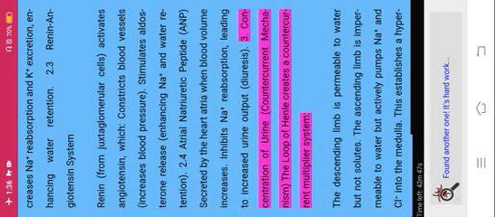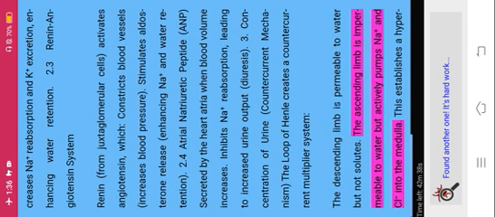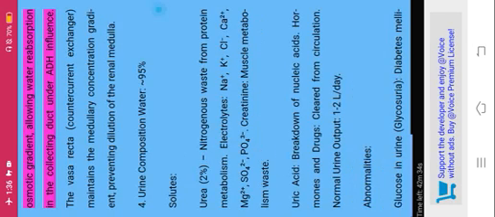3. Concentration of urine, countercurrent mechanism. The loop of Henle creates a countercurrent multiplier system. The descending limb is permeable to water but not solutes. The ascending limb is impermeable to water but actively pumps Na and Cl into the medulla. This establishes a hyperosmotic gradient, allowing water reabsorption in the collecting duct under ADH influence. The vasa recta countercurrent exchanger maintains the medullary concentration gradient, preventing dilution of the renal medulla.